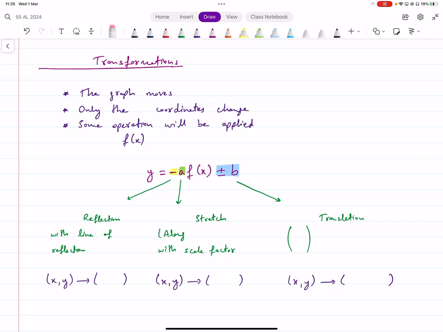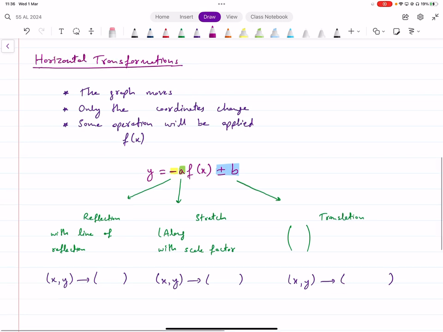All right, so we saw what happened with vertical transformations, right? Now let's see what happens with horizontal transformations. The graph is now going to move horizontally. In this case, only the x coordinates change, the y coordinates do not change. And some operation is applied inside f of x.